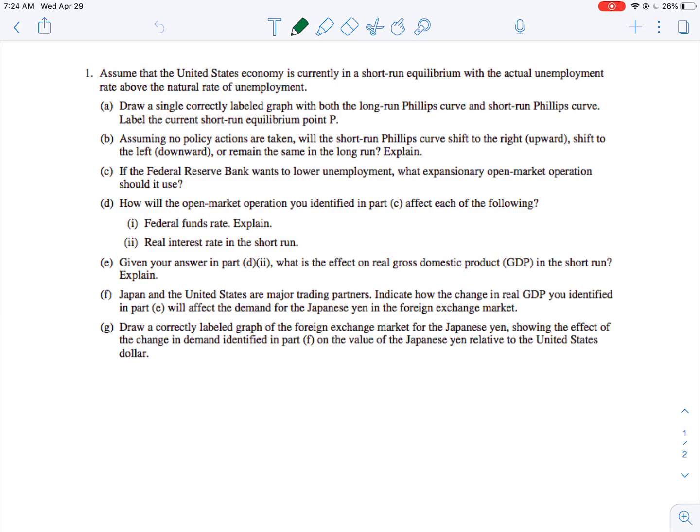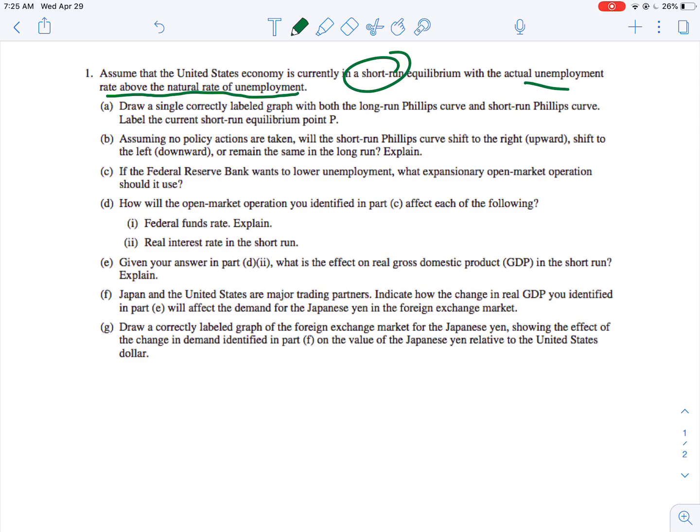Okay, so here's a nice long cumulative FRQ that touches on a lot of different things from the latter part of macro. We begin by assuming that the economy is in short run equilibrium, with the actual unemployment rate above the natural rate of unemployment. So we're at short run equilibrium, not long run equilibrium. That's important. And our unemployment rate is higher than the natural rate. This basically means that we're in some level of recession.